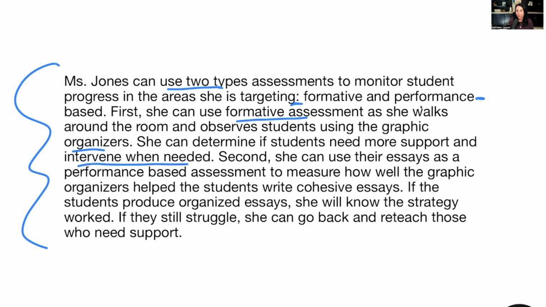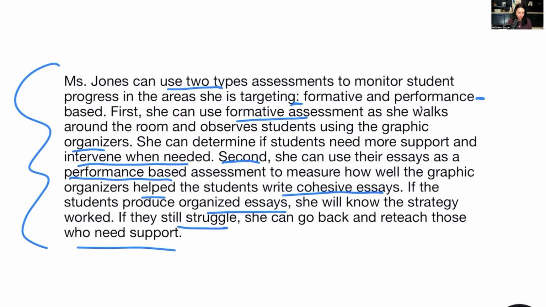That's just the definition of a formative assessment, but I gave you a visual of how she would use it in her classroom. Second, she can use their essays as a performance-based assessment to measure how well the graphic organizers helped the students write cohesive essays. So now I kind of turned that performance-based into technically a summative because I'm measuring the outcomes of that strategy. Now, you don't have to put that all in there, okay? Let's just keep it simple. We're just using the performance-based, the essay, to see if they grasped it and they can perform the act of writing a cohesive essay. If the students produce an organized essay, she will know the strategy worked. If they still struggle, she can go back and reteach those who need support.